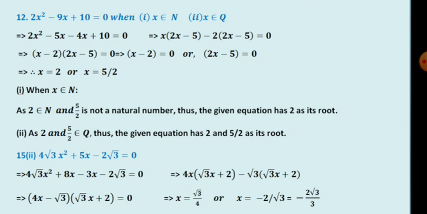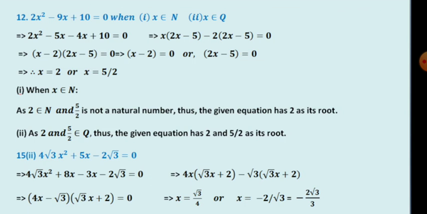Next, question number 15. 4 root 3 x squared plus 5x minus 2 root 3 equals to 0. So multiplying the first and the third term, that is 4 2s are 8 and root 3 into root 3 is 3. So 8 into 3 is 24. If I factorize 24, I'll get 8 and 3. So 8 3s are 24. And if I place it as plus 8x minus 3x, we will get plus 5x. So we have written it as 4 root 3 x squared plus 8x minus 3x minus 2 root 3 equals to 0.